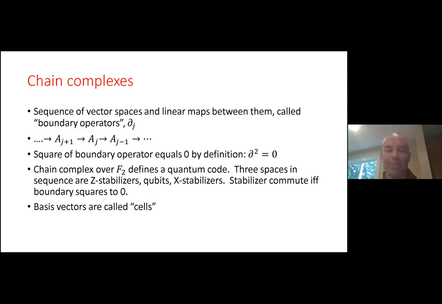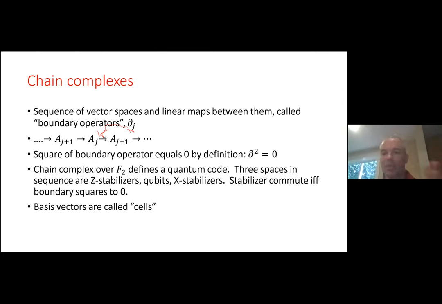And then a sequence of linear maps called boundary operators. They're written as this little partial sub J. And the linear map partial sub J is a map from A sub J to A sub J minus one. So the map partial one is a map from A sub one to A zero. The map partial two is a map from A sub two to A sub one, and so on. And it's often written in this notation with a sequence of letters like A2, A1, A0, and a sequence of arrows between them. So that's what a chain complex is.